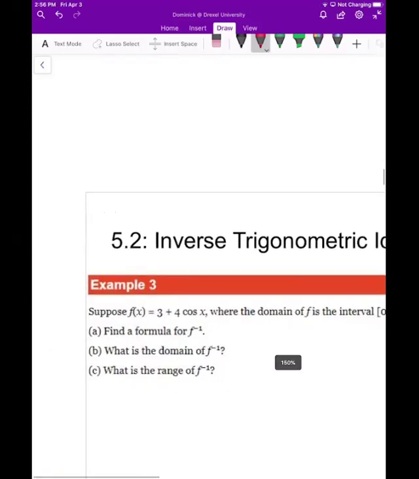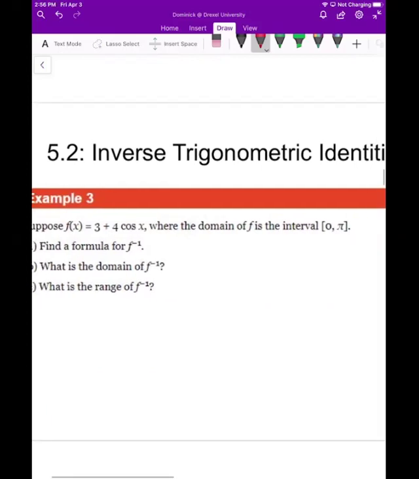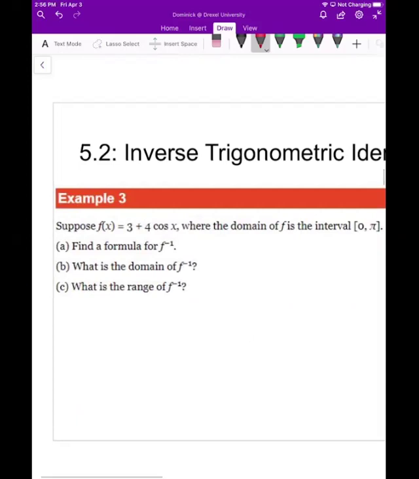Now, in the next example, we're going to suppose that we have a function f, which is 3 plus 4 cosine of x, where the domain of f is inside the interval 0 to pi, so that we can talk about what the inverse is. In part A, we want to find f inverse of x. So of course, how do we do that?